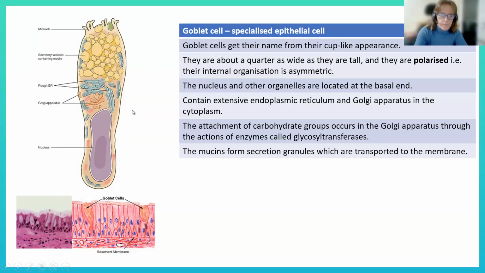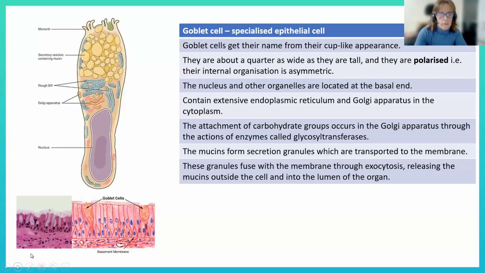So the mucins are then put into these secretory granules or vesicles, as I tend to call them, but it's the same thing. And then they're transported up to the membrane. They fuse with the membrane through exocytosis. And we talked about that last session. We talked about the fact that the membrane acts very much like a lava lamp, where bits can pinch off and re-emerge. So that's going to fuse with the membrane and then pinch off and be released into the lumen of the organ.